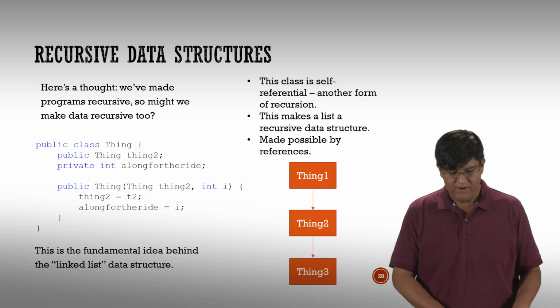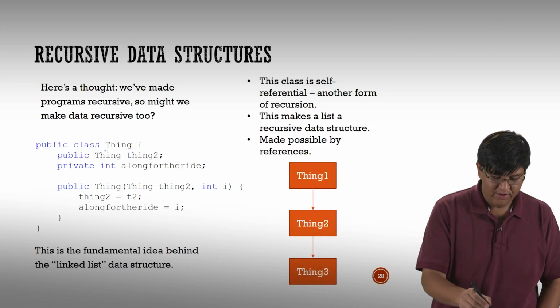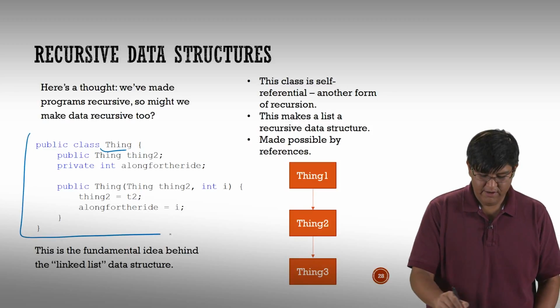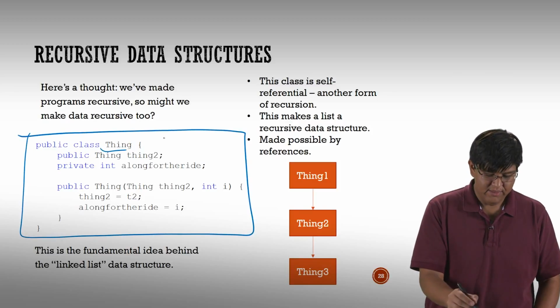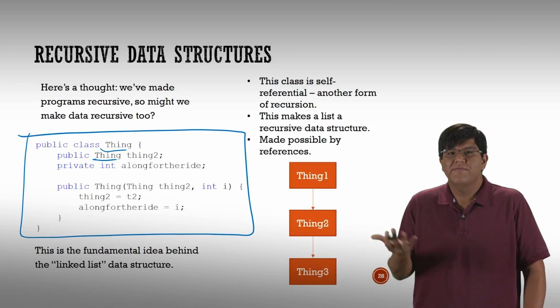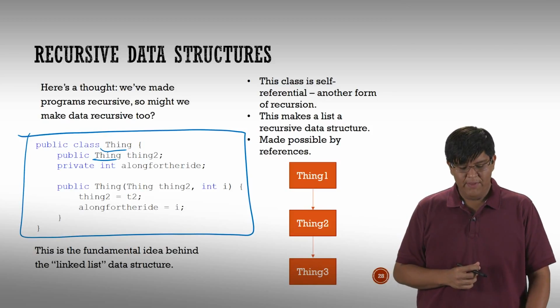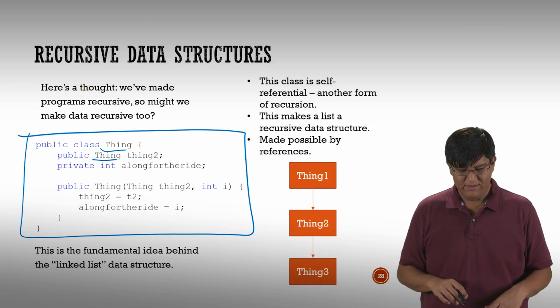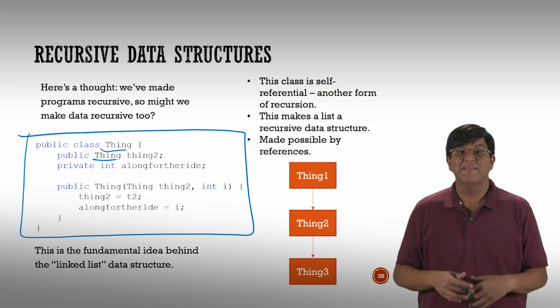So looking at the screen here, I have a class called thing, right? This is my whole class here. And thing is a class that contains thing as well, okay? Thing contains thing. This is a recursive class, okay? And this is, well, it's kind of a common thing.